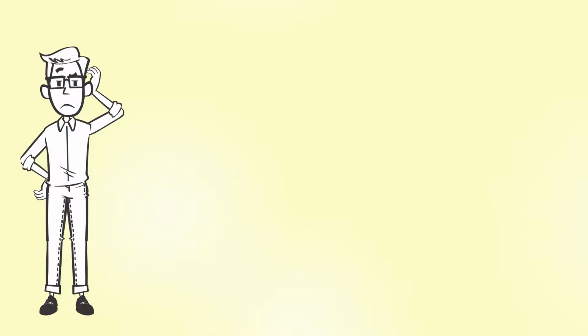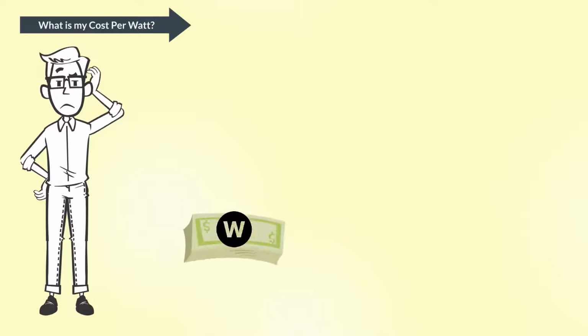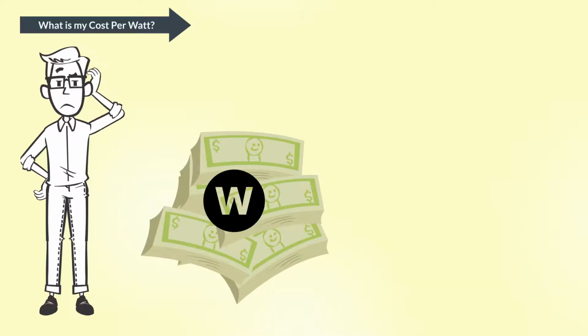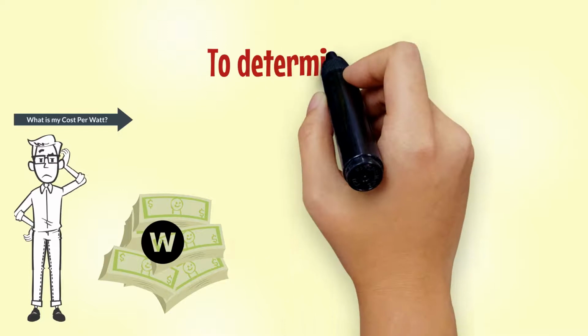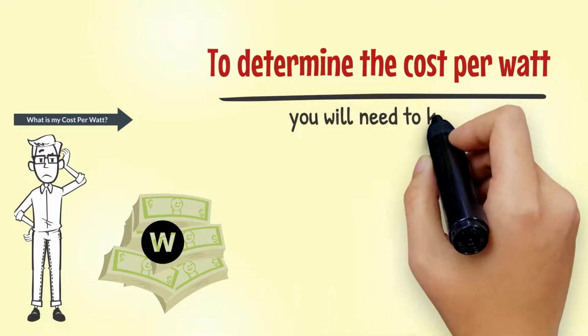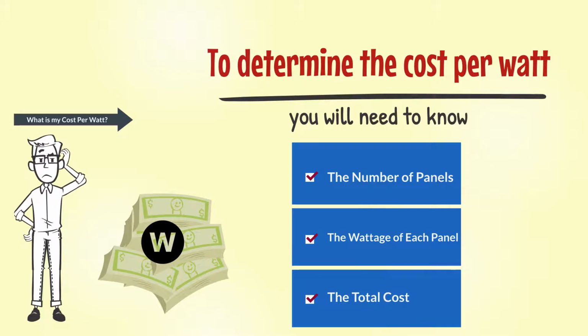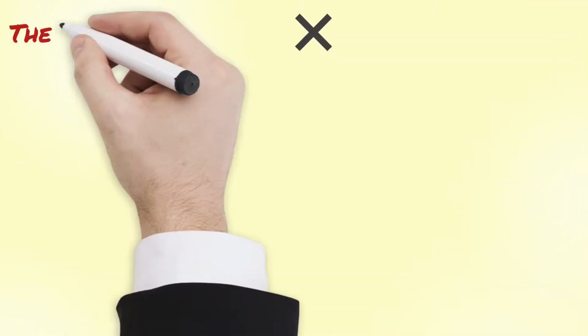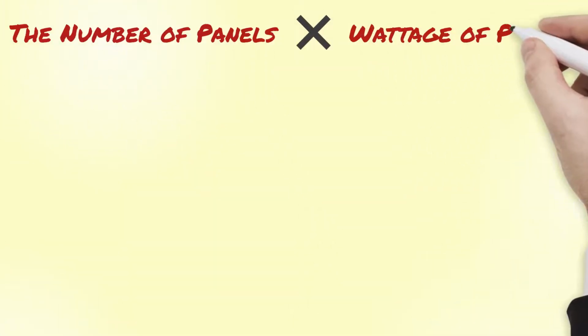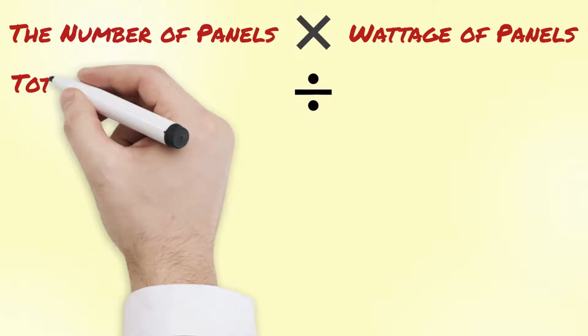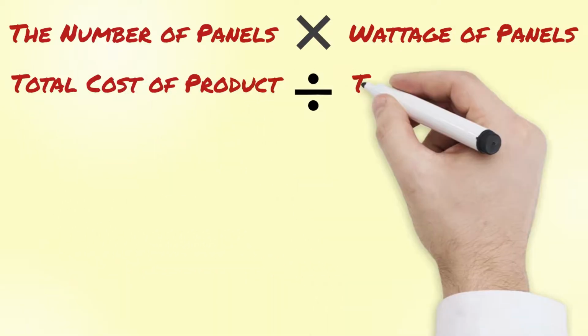Another common solar question that you'll be asked by installers is, what is my cost per watt? Meaning, how much is each watt costing for the product or products in question? To determine the cost per watt, you will need to know the number of panels, the wattage of each panel, and the total cost. You would multiply the number of panels by the wattage of panels. Then you would divide the total cost of the product or products by the total wattage.